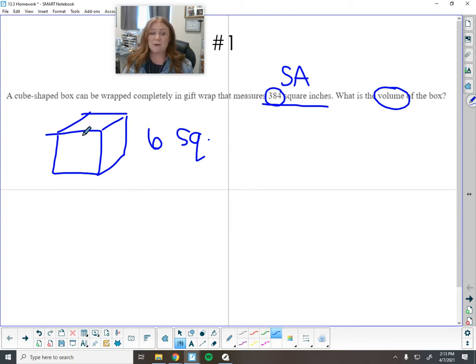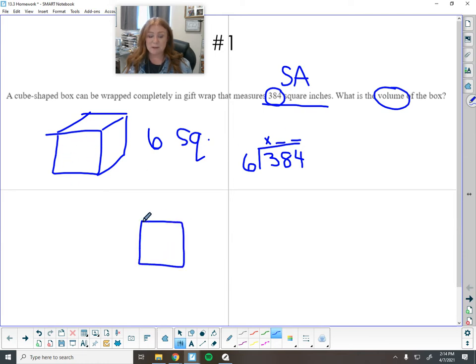And now we need to find the volume. So we know our total is this. We want to work backwards and find one of these pieces, one of the faces, then we'll find the dimensions, then we'll use those dimensions to find the volume. So we know this has 6 sides equally spread out. So we're going to start with 384 and we're going to divide by 6. So once you have that number here, this number right here is the total of one of the squares.